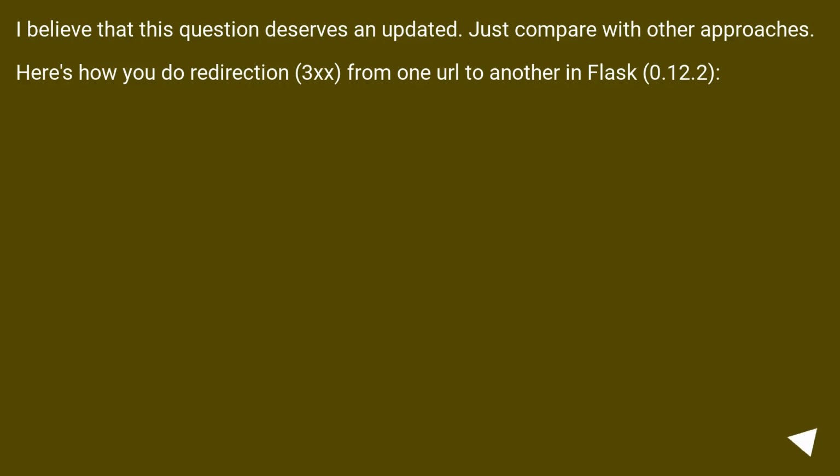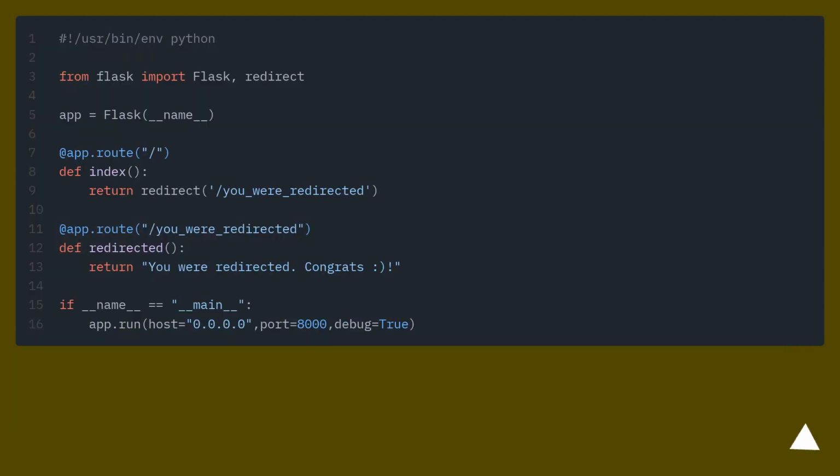I believe that this question deserves an update. Just compare with other approaches. Here's how you do redirection 3xx from one URL to another in Flask 0.12.2. For other official references, here.